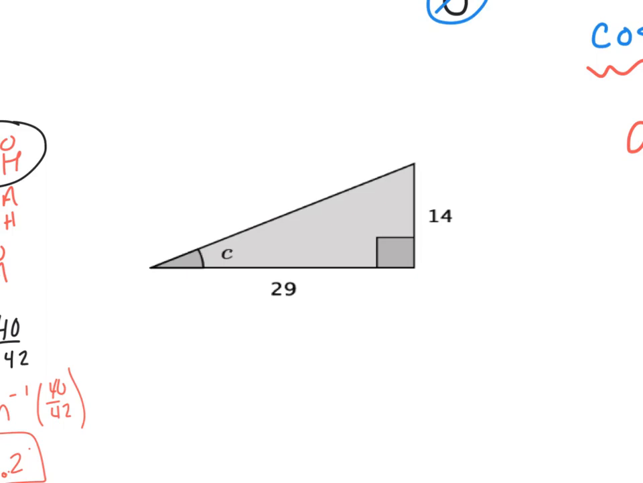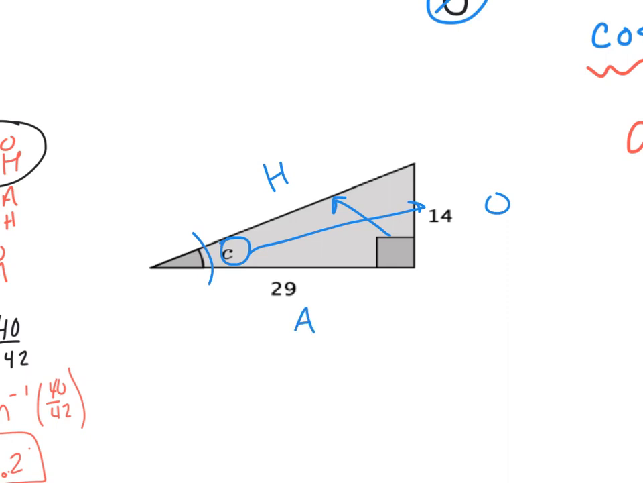So my first step is to identify my reference angle. In this question, my reference angle is C. So I'll mark it with blue. And now I need to label my hypotenuse, my opposite, and my adjacent. My hypotenuse is always across from your right angle. My opposite is across from my reference angle. And my adjacent is last but not least.